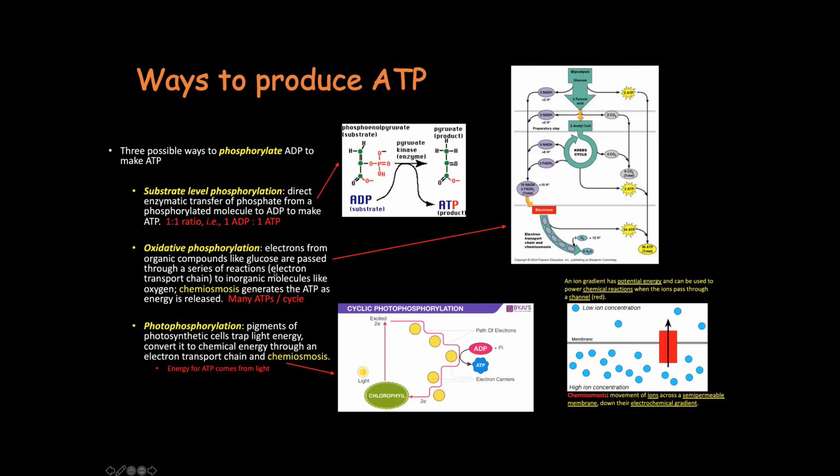Oxidative phosphorylation is much more lucrative. It produces many ATPs from a single molecule of glucose. You can get 38 ATP molecules. So you get a lot of energy from oxidative phosphorylation, and this occurs in the mitochondrion. Photophosphorylation occurs only in plants. The energy for ATP production comes from light, but again, you have to have an electron transport chain. And in both cases, chemiosmosis occurs to convert the energy in the protons into ATP.